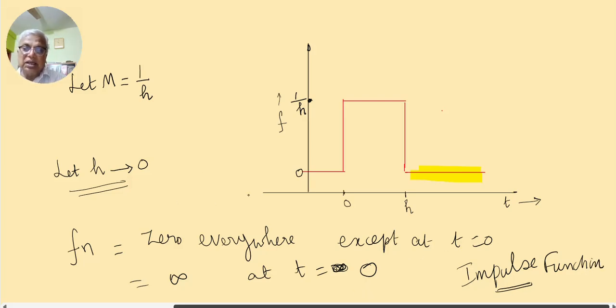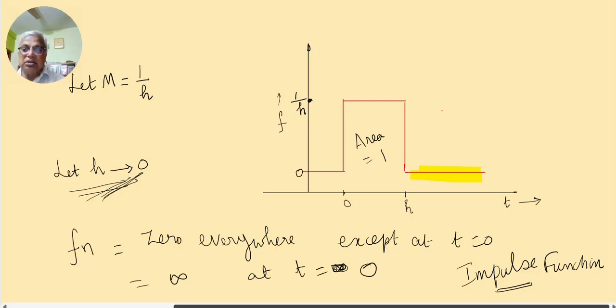And the area under the curve with these values, what will the area under the curve be? The area under the curve is 1 by h into h equal to 1. So even in the limit h tending to 0, when you get this function, still the area under the curve will be 1.